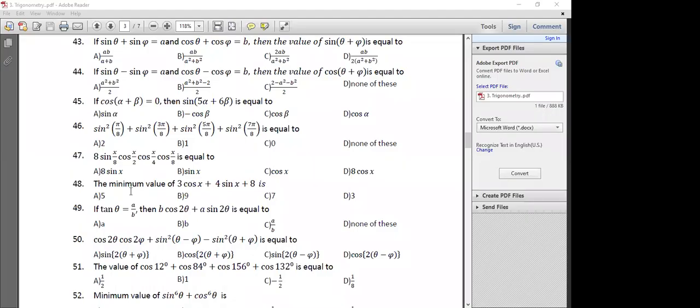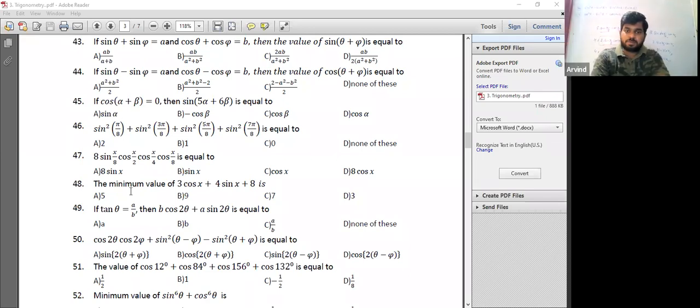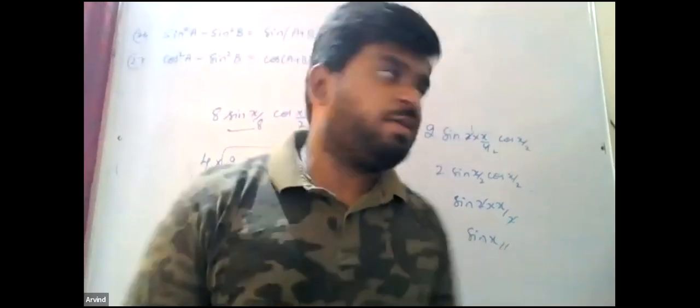Let's quickly go to the other one. The minimum value of 3 cos x plus 4 sin x plus 8. This is the formula given yesterday. 3 cos x plus 4 sin x plus 8. Do you remember? Yesterday I gave a formula. What is the formula that I gave?